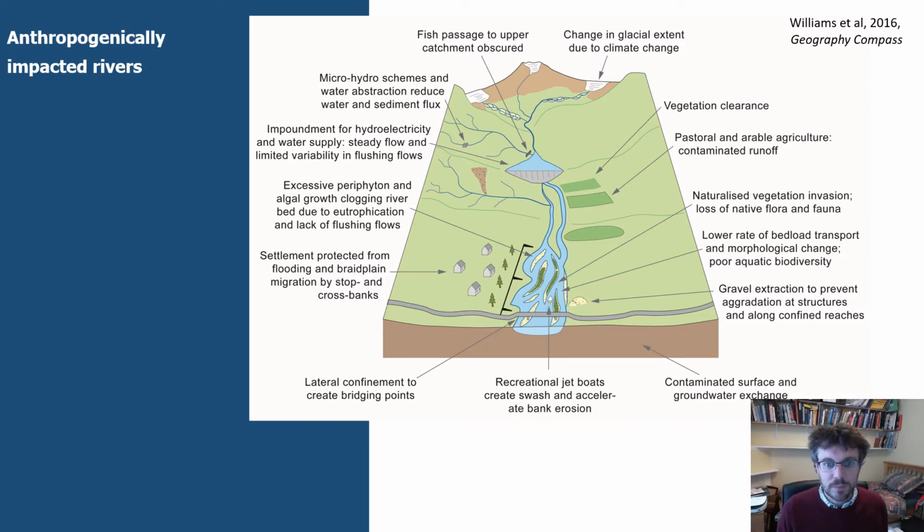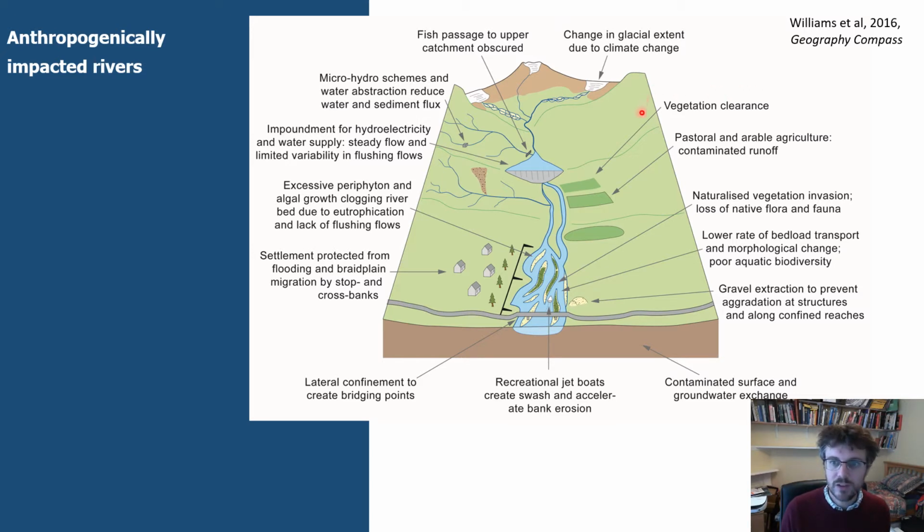Many of the rivers on Earth are not natural any longer. Human impacts have changed the space that rivers have to migrate across their floodplains, and they've also changed the input of sediment from upstream. So, for example, impoundments for hydroelectricity and water supply might change flow hydrographs and limit the transport of sediment downstream.